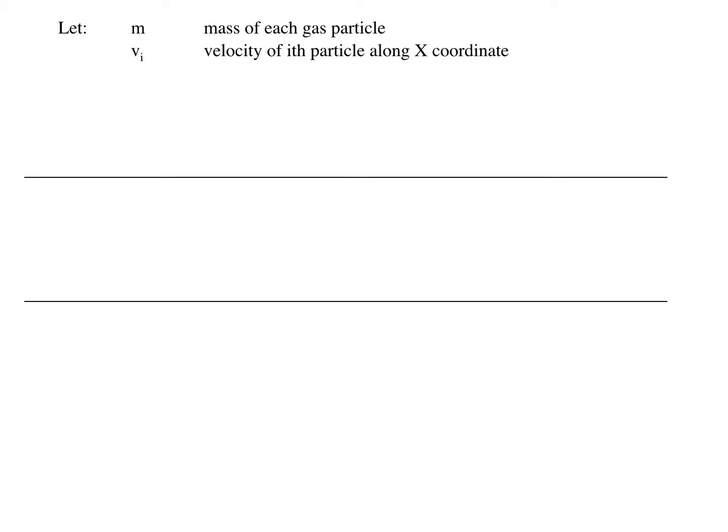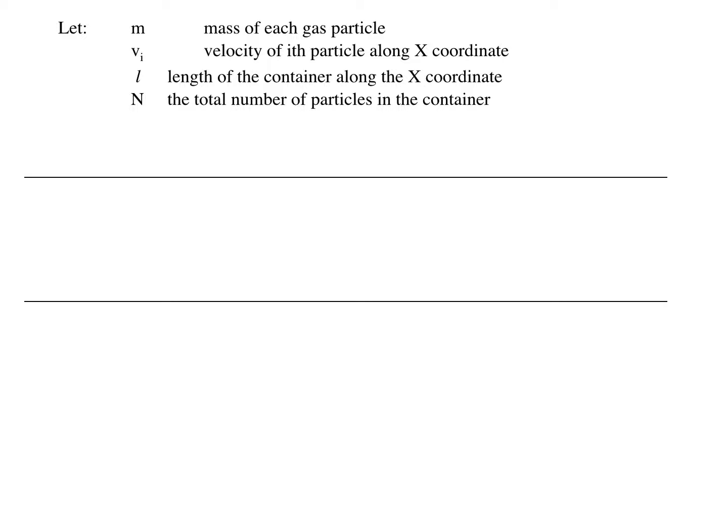And v sub i is the velocity of the particle along the x-coordinate. This is an important part of our workup. So the particle is moving along the x-axis with a velocity v. For the ith particle, we denote this as v sub i. L is the length of the box along the x-coordinate, and our particle is somewhere along that length. It need not be at the beginning or end of the x-coordinate. It is randomly chosen to be somewhere in the middle. And capital N is the total number of particles in the container, as we have done before.